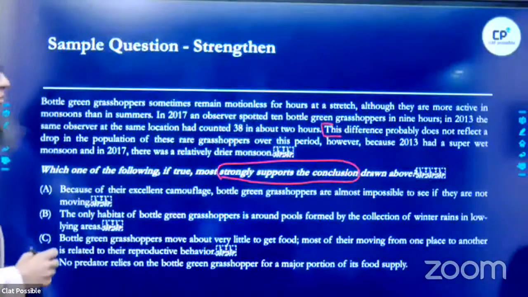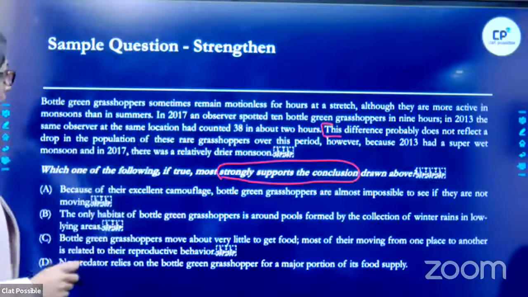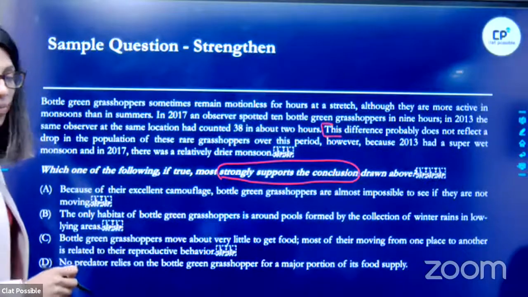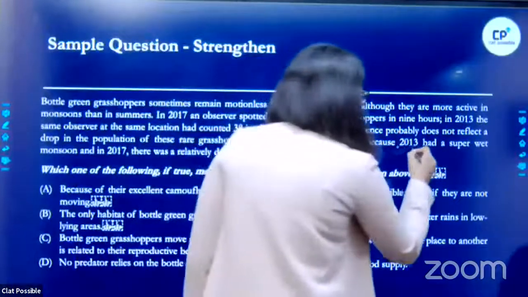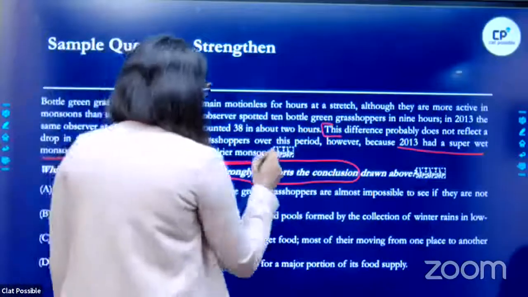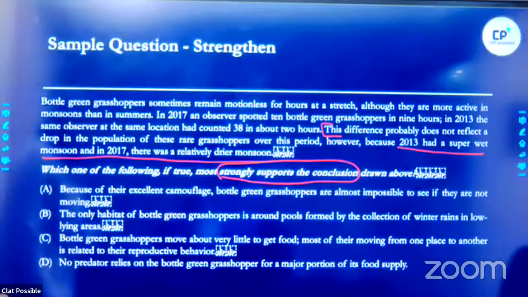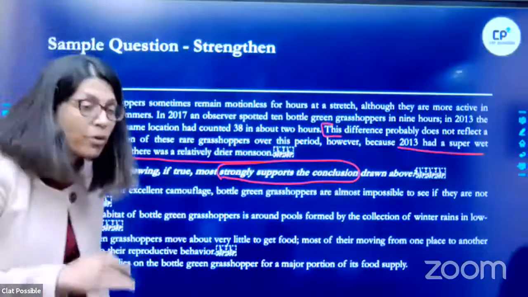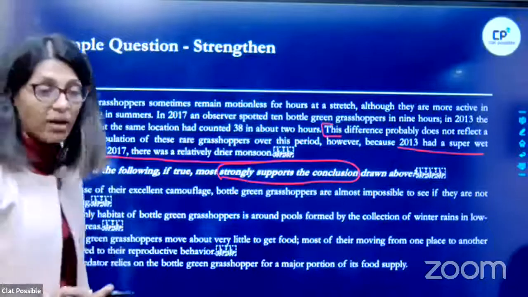This probably does not reflect a drop in the population of these rare grasshoppers over this period. However, because 2013 had a super wet monsoon and 2017 had a dry monsoon. So that means the author is saying that this difference is not because of a drop in population, it is because of weather.